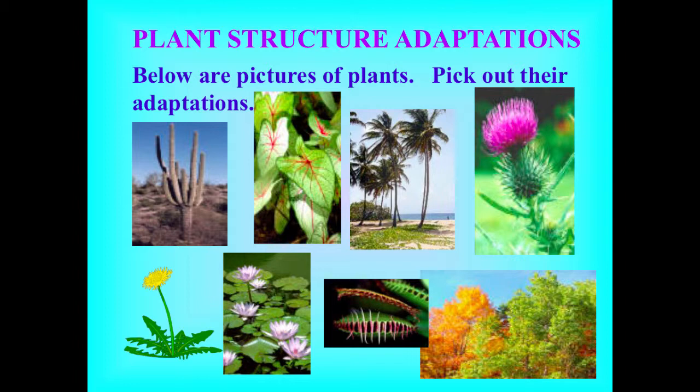Dandelions we talked about. Water lilies. Water lilies have adapted because they are able to float on top of water. So they have all this water storage that they can use, and then float on top so they can get lots of photosynthesis.